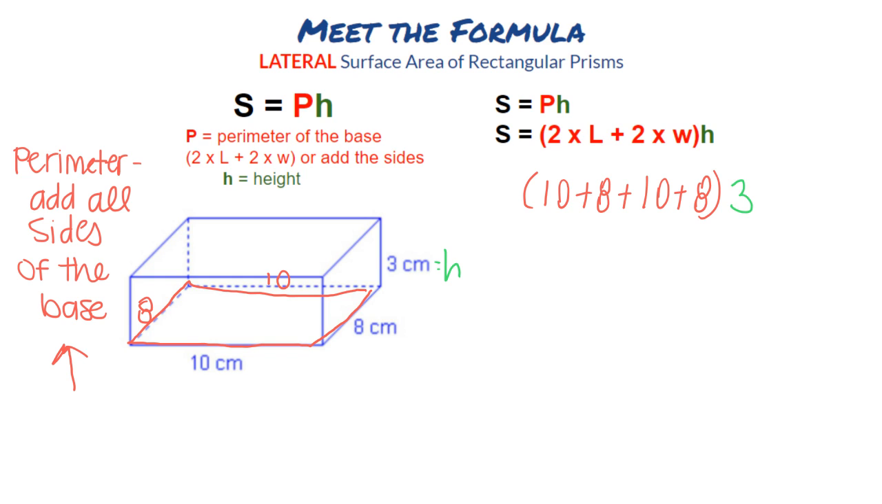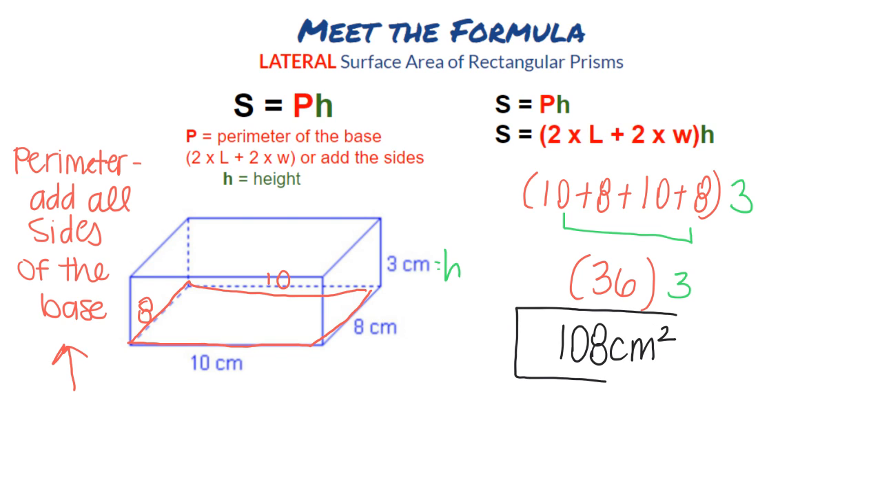So 10 plus 8 plus 10 plus 8 should give us 36. And then I'm going to take the number 36 and multiply that by the height, which is 3. So perimeter of the base, 36, times 3 will give me my lateral surface area. If I type 36 times 3 into the calculator, I get my answer of 108 centimeters squared.